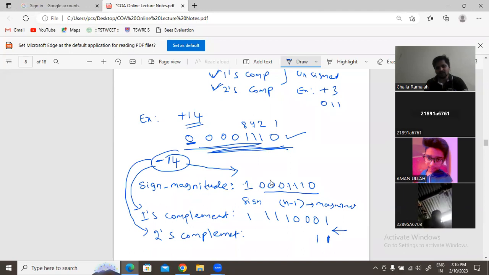So 0 becomes 1, 0 becomes 1, 0 becomes 1, 1 becomes 0, 1 becomes 0, 1 becomes 0. Okay, so this is what you need to understand here.